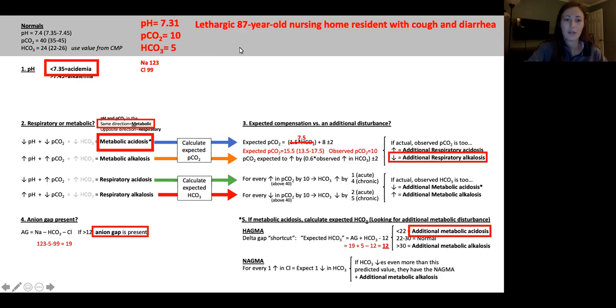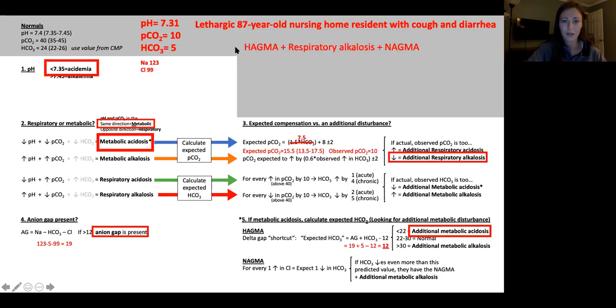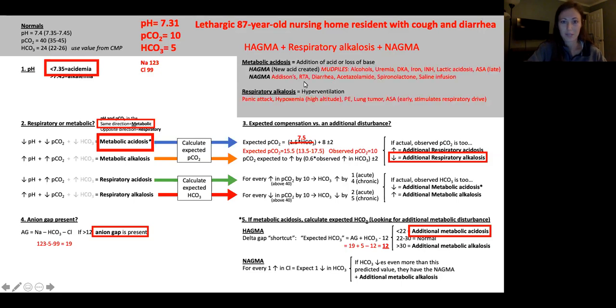And so kind of to sum all of that up: a high anion gap metabolic acidosis, an additional respiratory alkalosis, and an additional metabolic acidosis for this patient. So they have several things going on. And that's just to kind of summarize what I just said. And so here are the causes of those different things. We have one of each of these.